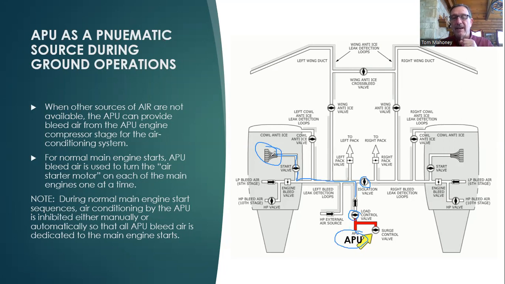And then we would disconnect the starter, or the starter disconnects automatically, closes the start valve, and then we would open the isolation valve. On this aircraft, it happens automatically, and then we would start the other engine in the same sequence. So that's how we use pneumatic source to start the engines.